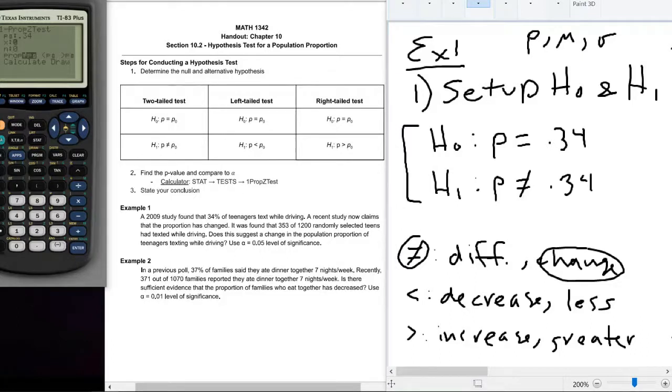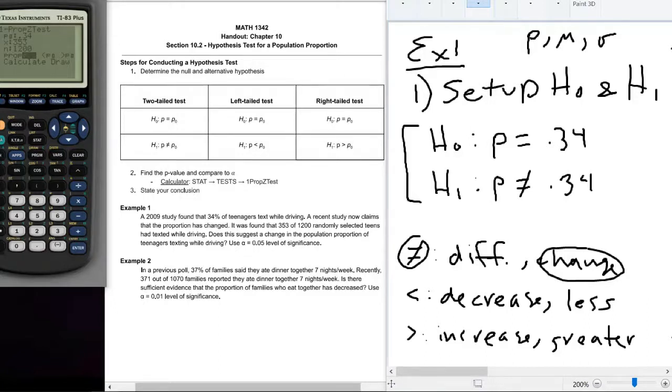Now x and n, we've seen this before whenever we were talking about sample statistics. Here n is sample size, x is the number of individuals of interest in that sample, and notice here we're taking 353 out of 1200. And in inferential statistics, we use sample statistics to observe the behavior of a population, okay, with some confidence, right? That was chapter 9. So here, 353 are going to be the number of teenagers that texted while driving. So we're going to plug in 353 for x, the number of individuals of interest, out of 1200.